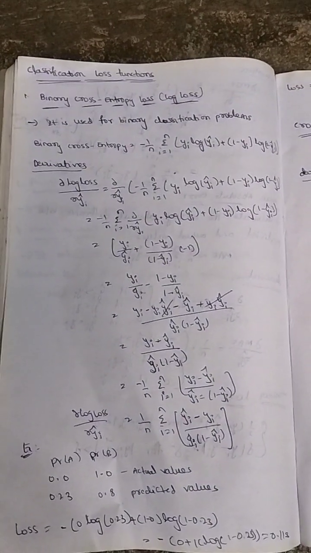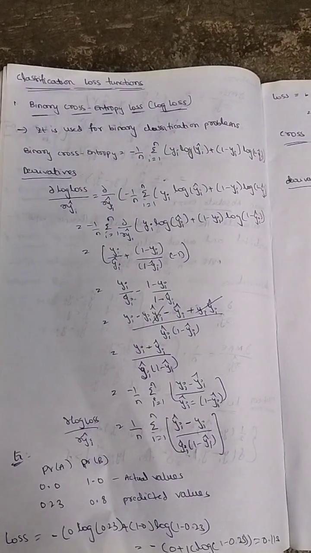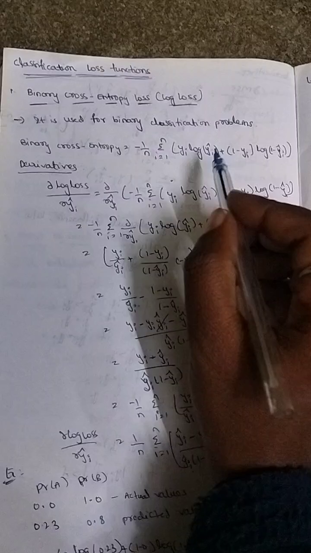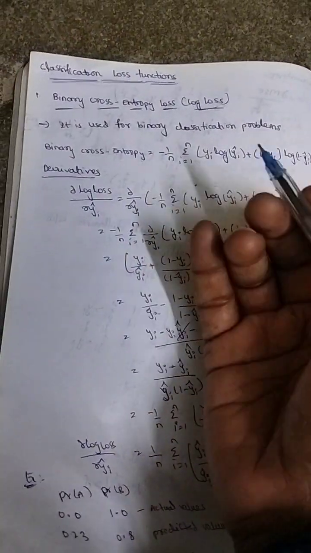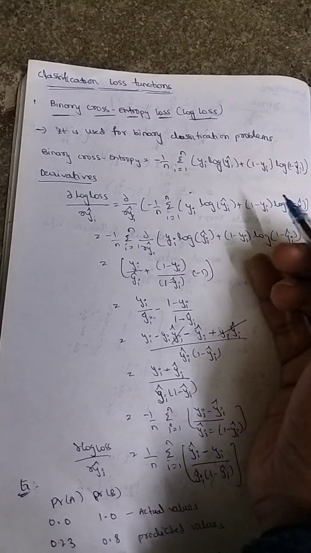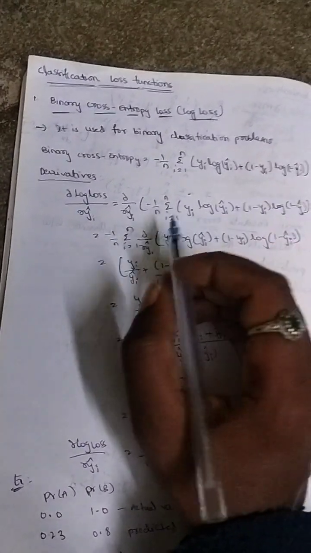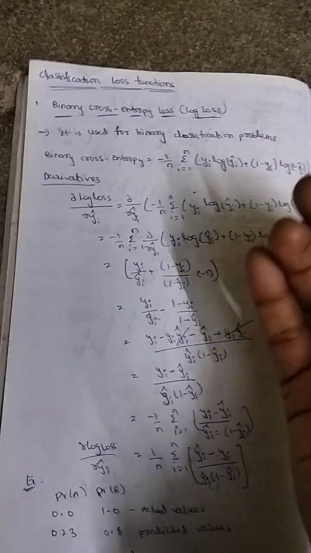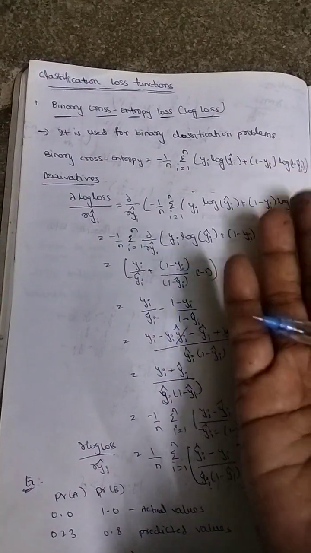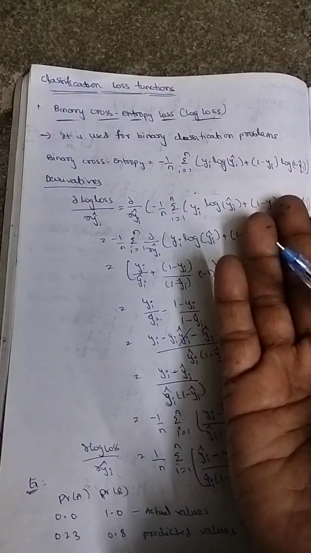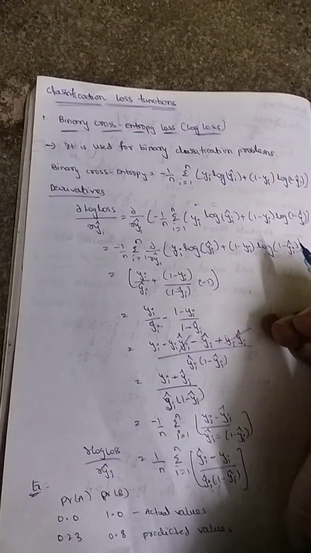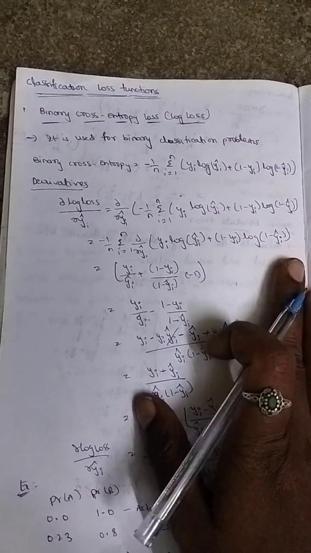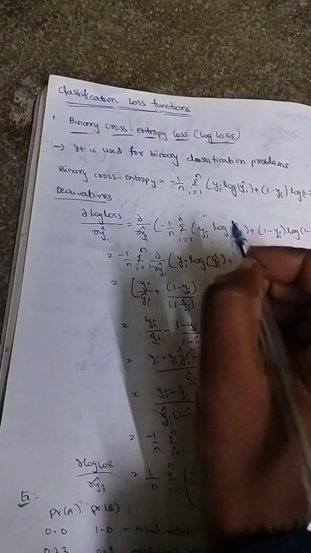The next one is classification loss function. In classification, loss functions are essential for evaluating how well a classification model's predictions match the actual class labels. Different loss functions are used in classification, including binary, multi-class and imbalanced data sets. Here we discuss the binary cross entropy loss and categorical cross entropy loss. First we discuss the binary cross entropy loss.